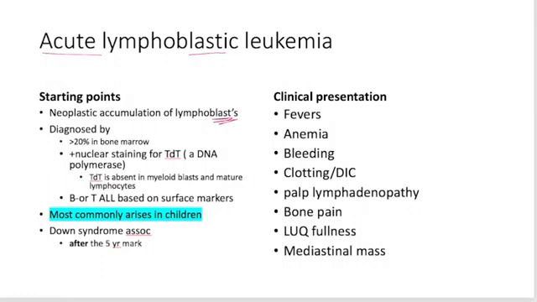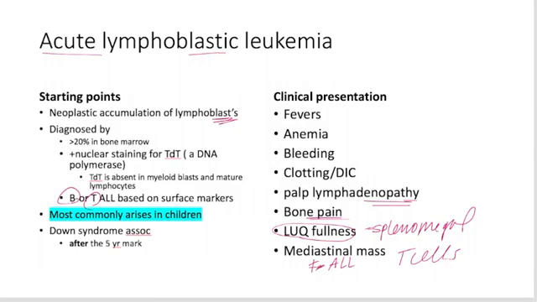Also, there's a risk with Down syndrome after the 5-year mark. Clinical presentation, some of them do have unique features. So this would be palpable lymphadenopathy, bone pain, left upper quadrant fullness, and that is related to splenomegaly. And then you may have a mediastinal mass related to the T cells, right? Where is the thymus? Remember, you can have B cell or T cell because you have lymphocytes.